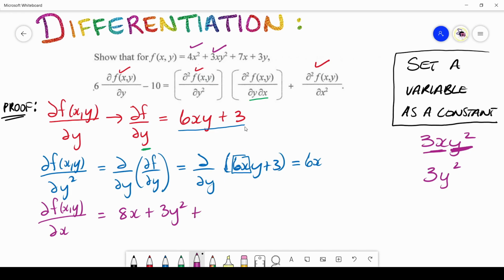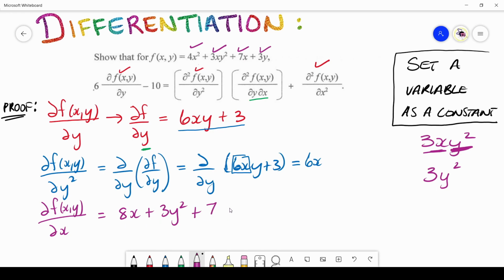Next up, differentiating 7x with respect to x, you'll just get 7. And if you differentiate 3y with respect to x, you're going to get 0. Why? Because y is a constant. It's like a number. So 3y could be like 3 by 6, that's 18. Differential of 18 is 0 because they're all constants, right? So there we have it. That's the derivative with respect to x.